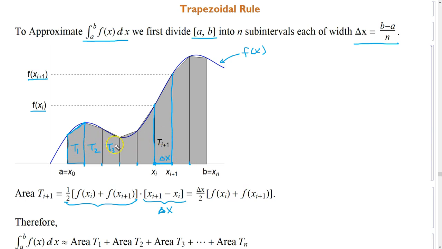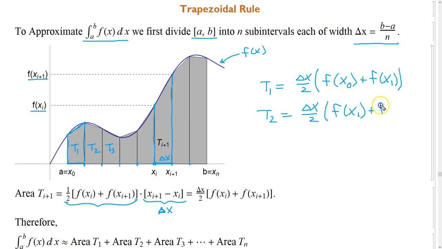Now we're going to take all of these areas and add them up. Keep in mind the area of trapezoid T1, the first one, is going to be delta x over 2 times f of x0 plus f of x1, and then similarly T2 would be, and so on. Also keep in mind, this is x0 right here. This point would be x1. This is x2, x3, and so on. So when we add all of these up, here's what we get, and this is going to give us an approximation for the definite integral.